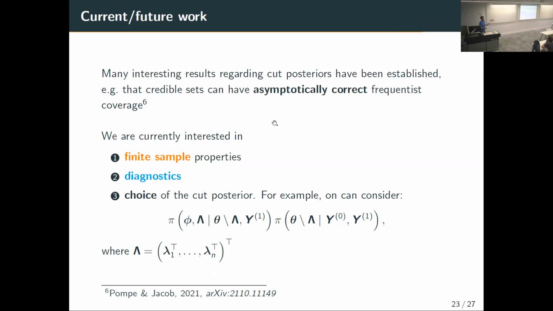Just to say that the cut posterior is an object that people have started to study a lot recently. I don't think we fully understand its properties. It has some nice properties, and one of these, as shown in this paper, is that when you have a lot of data, then asymptotically, as your data increases, the credible intervals that you get for your parameters have correct frequency coverage.